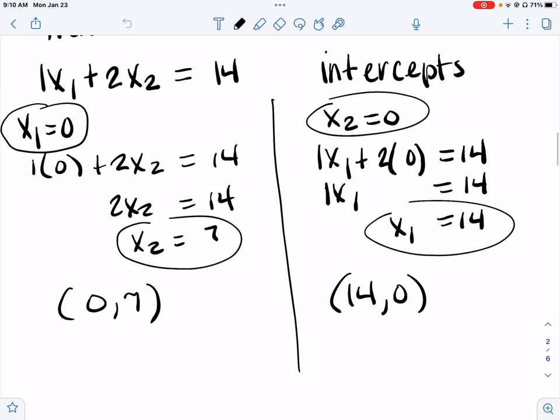Okay, on the left, we have 1x1 plus 2x2 equals 14. When you plug in x1 is 0, we get 2x2 equals 14, so x2 equals 7. So one point on that line is (0, 7). On the right side, we're going to plug in x2 equals 0. When we do that, we get x1 equals 14. So a second point on that line is (14, 0).